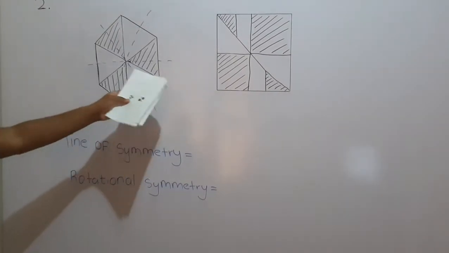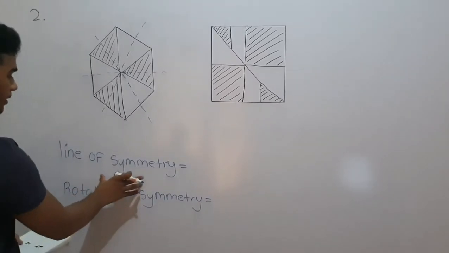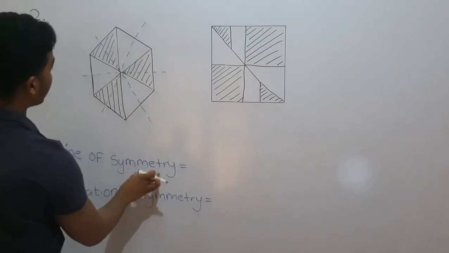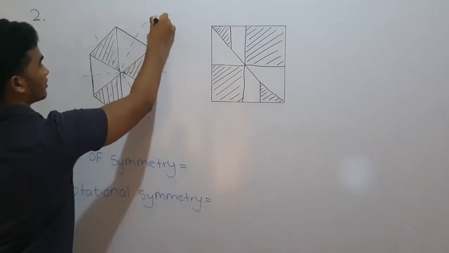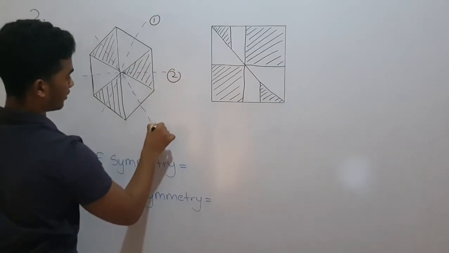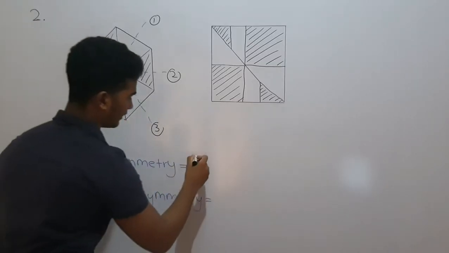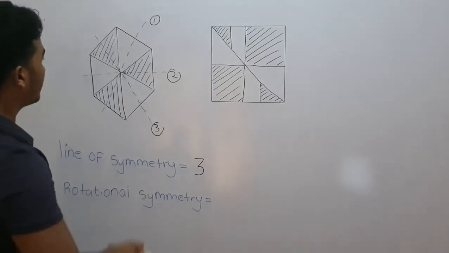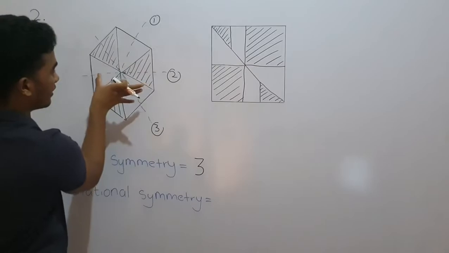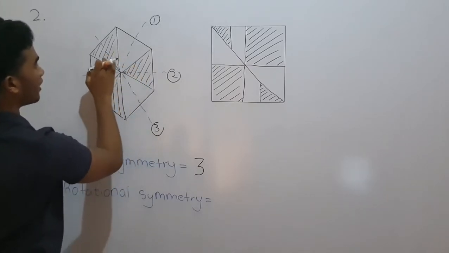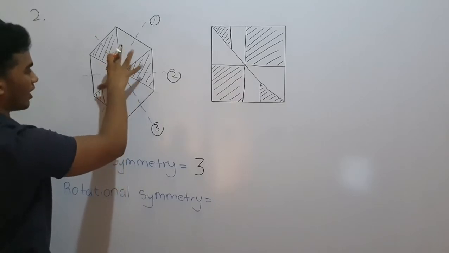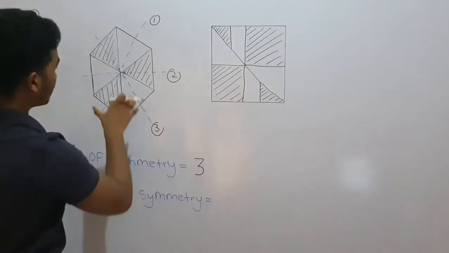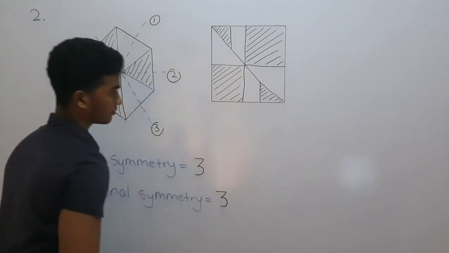So I have drawn the 2 diagrams and they are asking for the line of symmetry and the rotational symmetry for these 2 objects. I have drawn the possible lines of symmetry for this object. So there is 1 symmetry line, 2 and 3, as you can see. So the number of lines of symmetry is 3. Now the rotational symmetry for this. When you rotate it 360 degrees, this will align to this and this will align to this. So similarly 1, 2 and 3, that is in 360 degrees. So you will have 3 rotational symmetries.